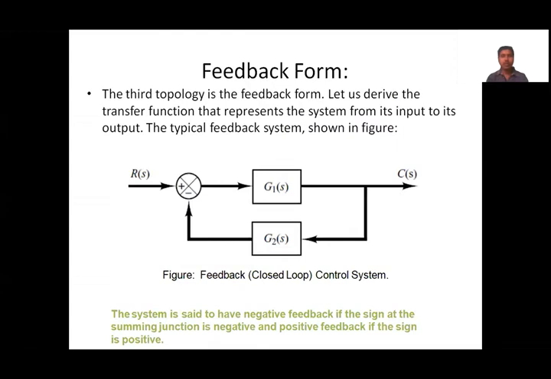Now, next and last topology of the block diagram is the feedback form. When a feedback is connected, first R of S is given to the G1 of S through the summing point, and after getting the output, that C of S is again fed back to the input side. This is nothing but the feedback form. There, G1 is continued in the forward path and G2 is continued in the feedback path.